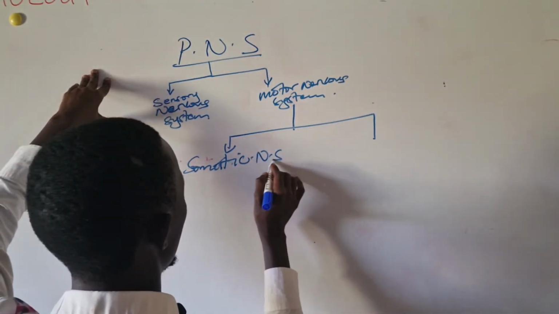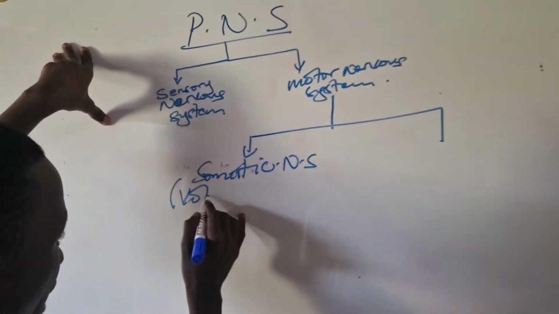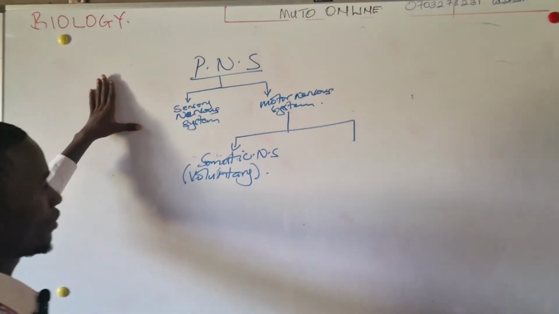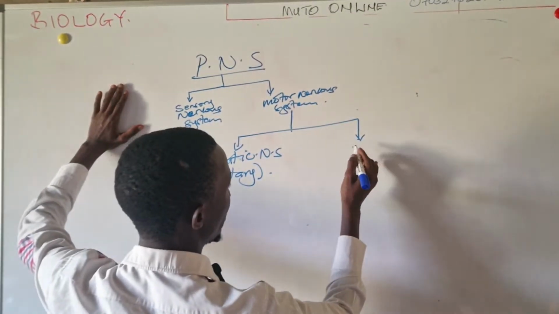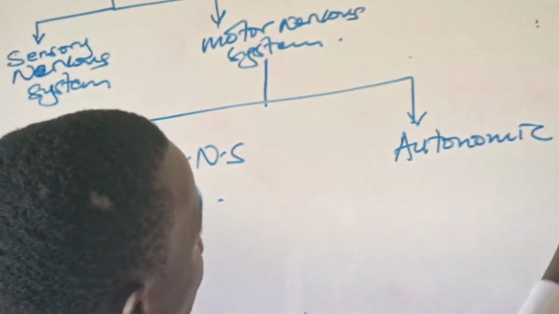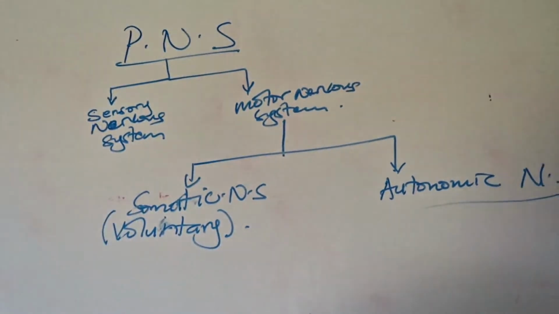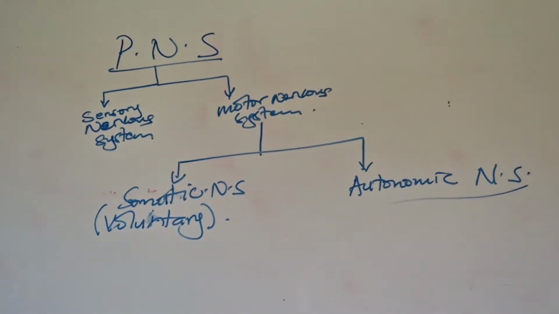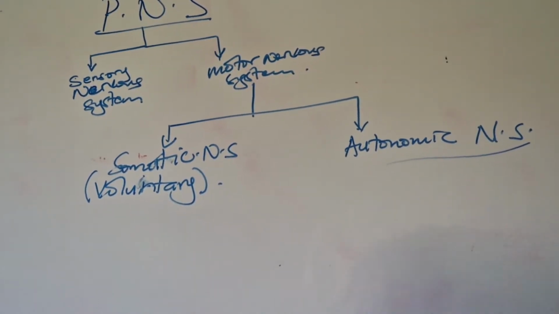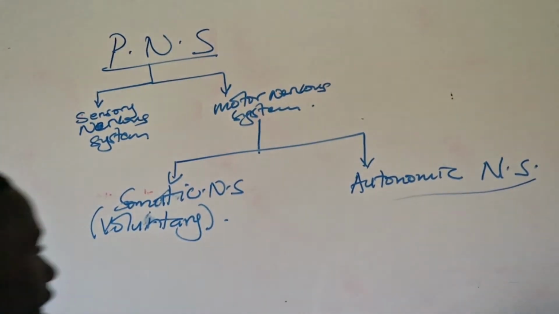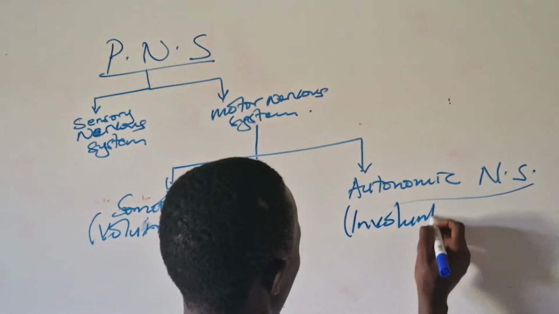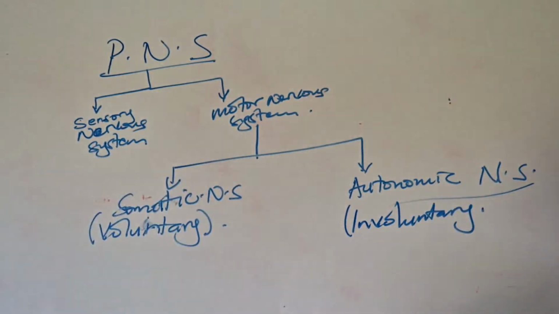nervous system that controls the voluntary actions of the body, and the autonomic nervous system. So the motor nervous system is further divided into the somatic nervous system that controls the voluntary actions of the body, and then the autonomic nervous system that controls all involuntary actions of the body.